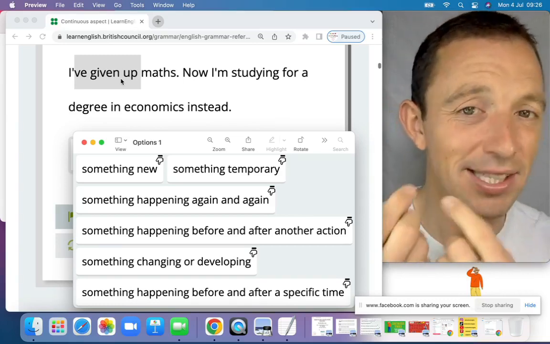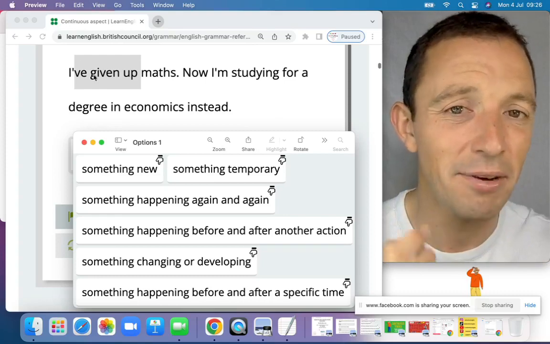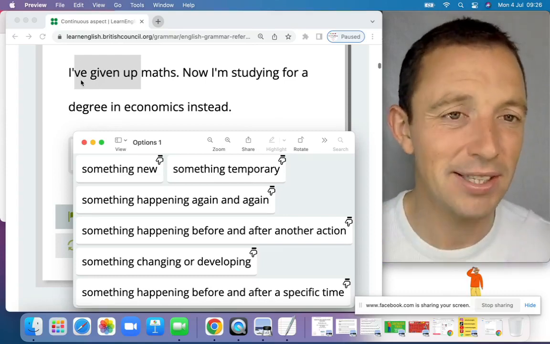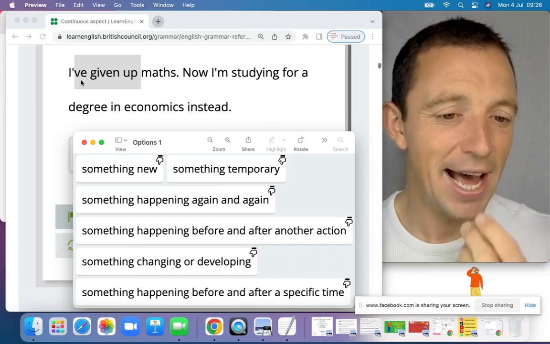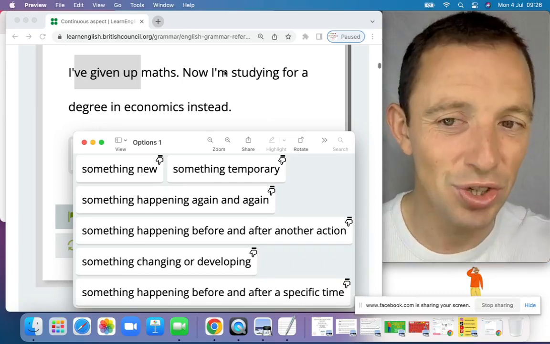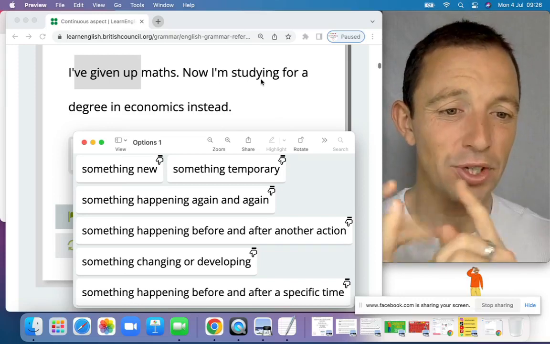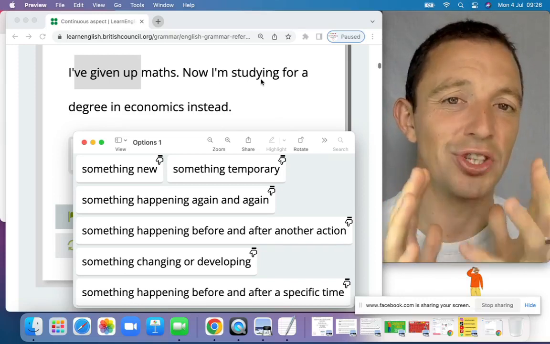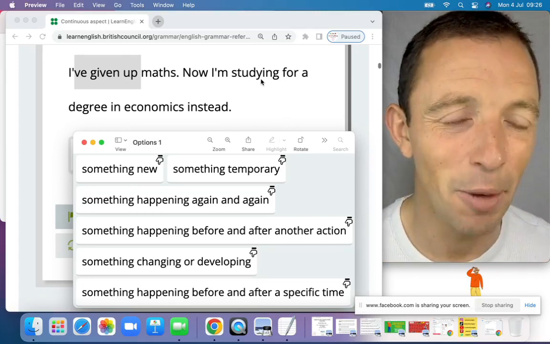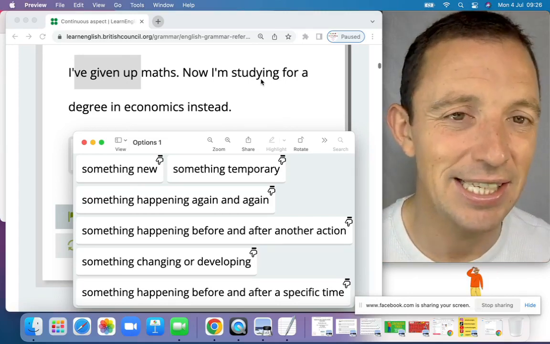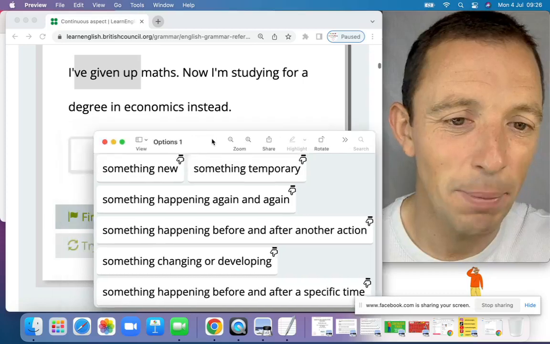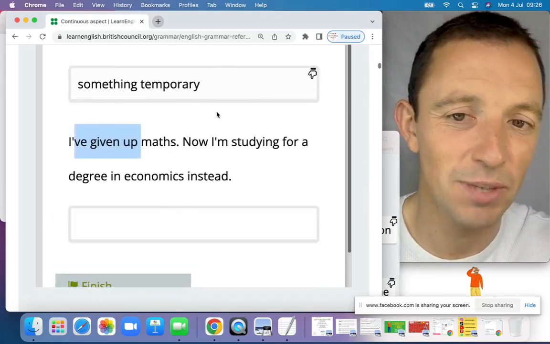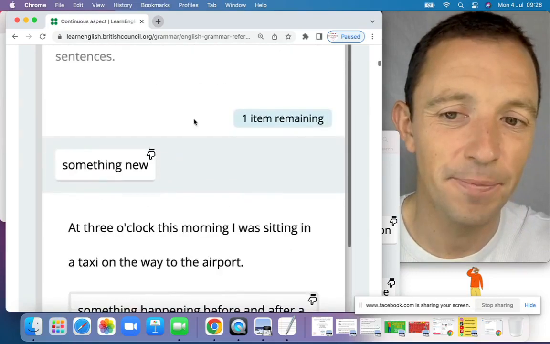And this is the present perfect with the verb to have plus the participle given. The present perfect. I have quit maths. I have given up maths. Now, at this moment, I am studying. Present continuous, subject, verb to be, plus the gerund. I am studying for a degree in economics instead. This is the present continuous, and this represents something new. A change, yes. So specifically, something new.